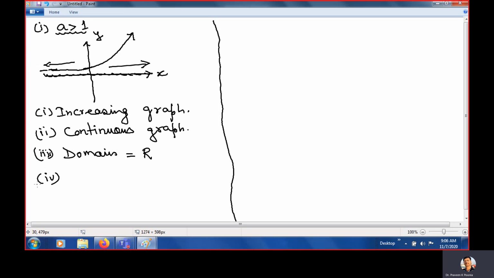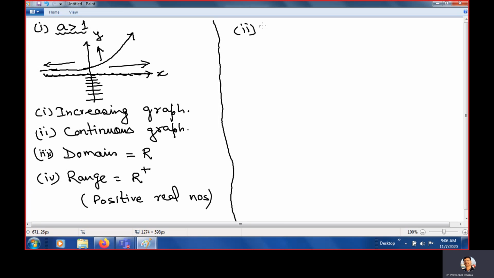And point number 4 is the range. Range means the values on the y-axis. Look, there is no graph here on the negative side. The graph is only on the positive side. So the range is R plus. R plus means positive real numbers. Clear? These are the 4 important properties of the exponential function.